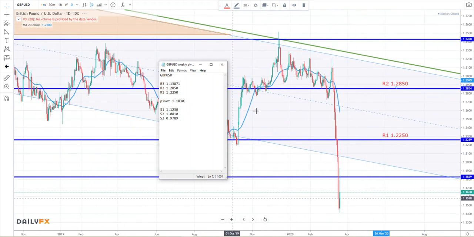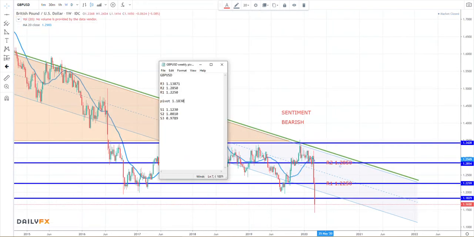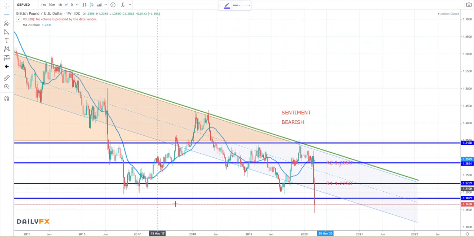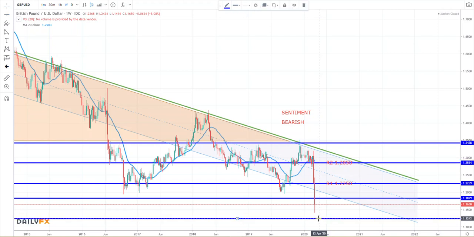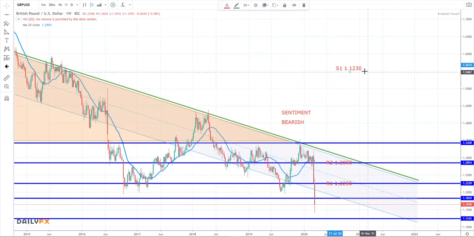So let's zoom back to our weekly to get the supports on. 112.30. That would be all the way down here, which looks fairly likely. We might see that definitely happen. So this would be our first support.